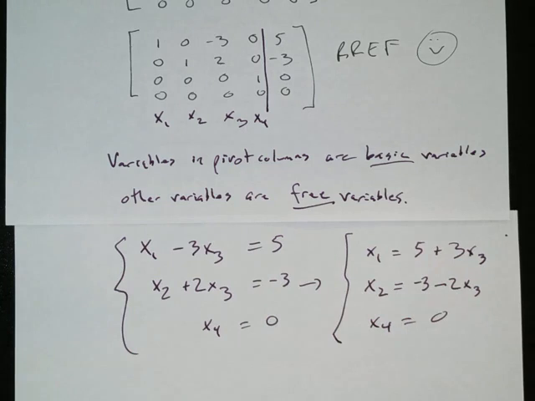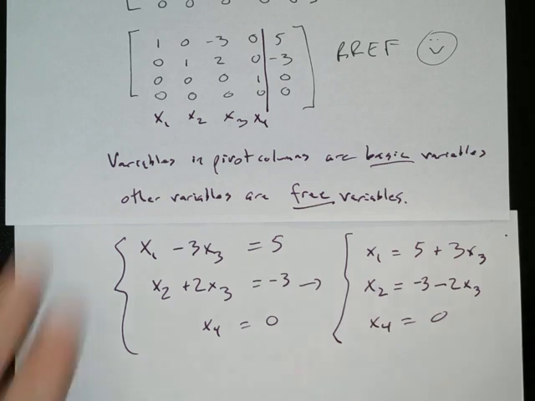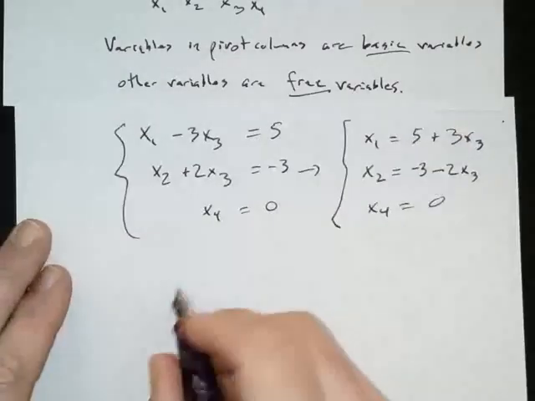Your free variable becomes a free choice. Most of the time, mathematically, we'll replace that with a letter, a parameter, and we'll call this a parametric solution set.